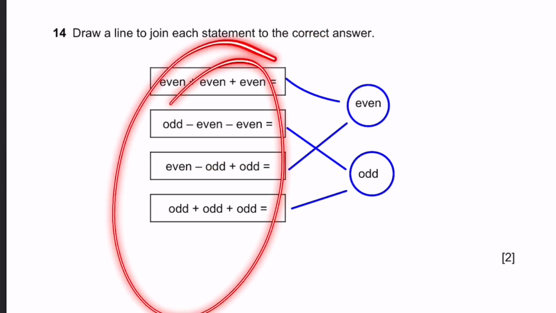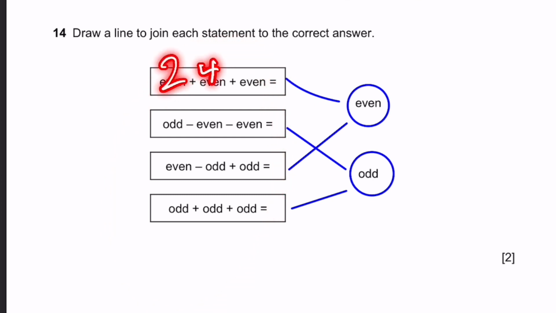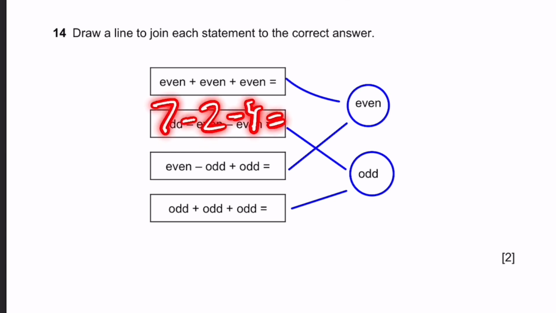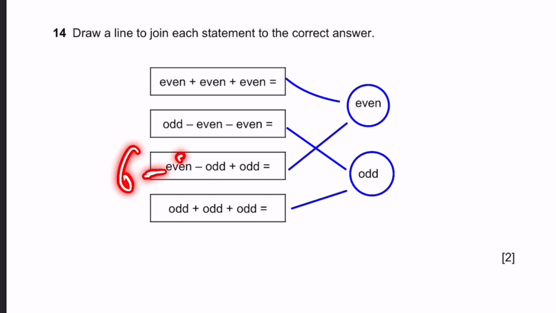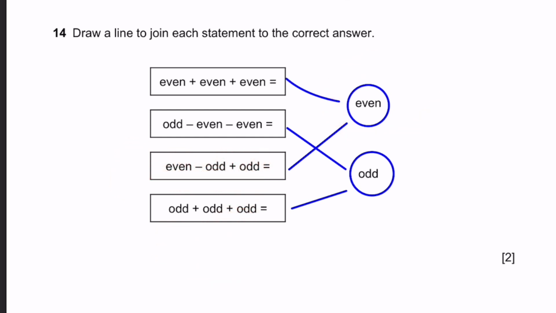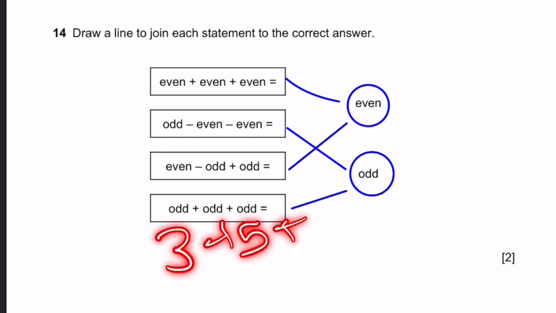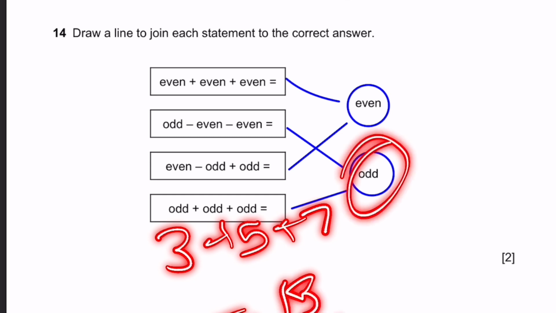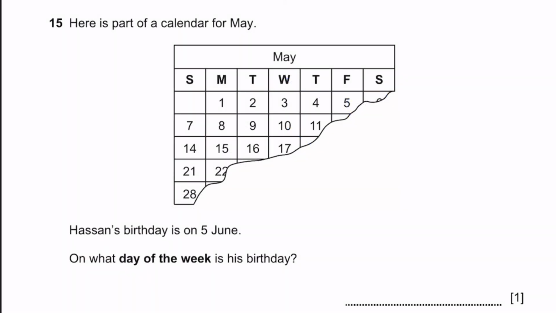I'll just give a few examples for all of these. So even plus even plus even. Let's just take 3 different even numbers. 2 plus 4 plus 6 is 12. That's also even, right? So there's the answer. Now for odd minus even, let's take 7 minus 2 minus 4. That becomes 1, which is odd also. So this is the answer. Even minus odd plus odd. Let's take 6 minus 3 plus 5. That'll be 8. That's even, right? That's why I do this line. Now odd plus odd plus odd. 3 plus 5 plus 7. Just an example. We get 15, which is odd. That's the answer.